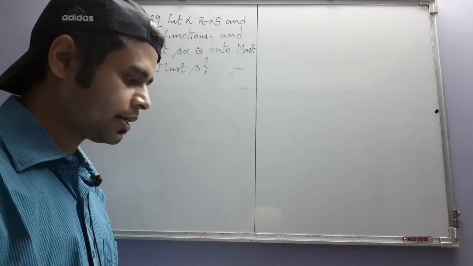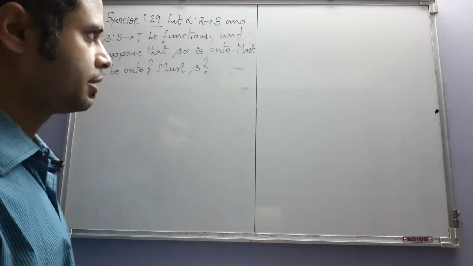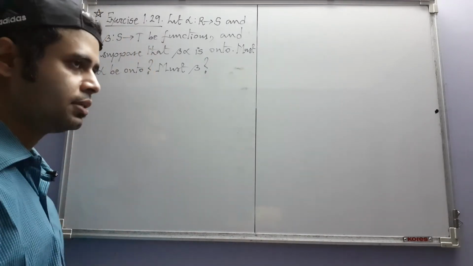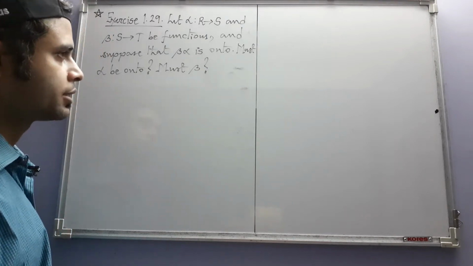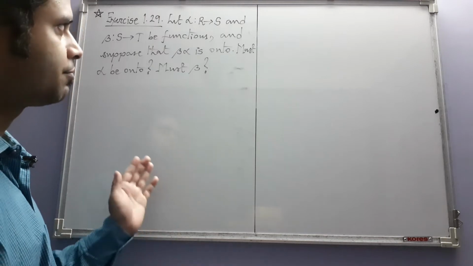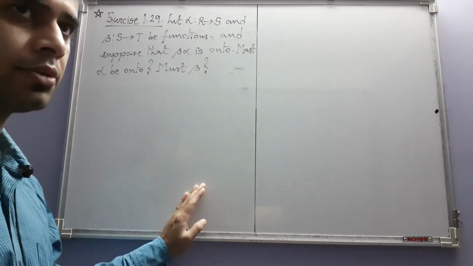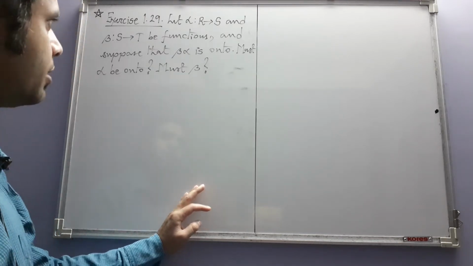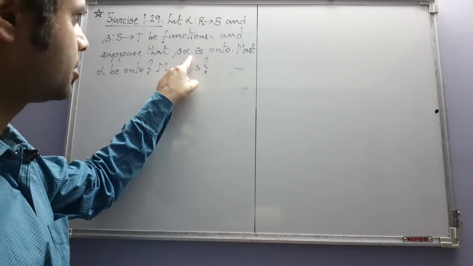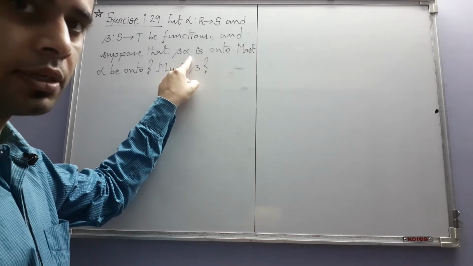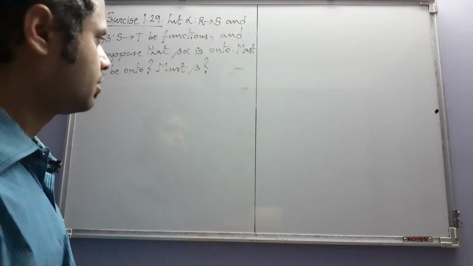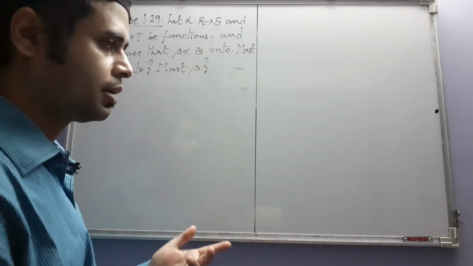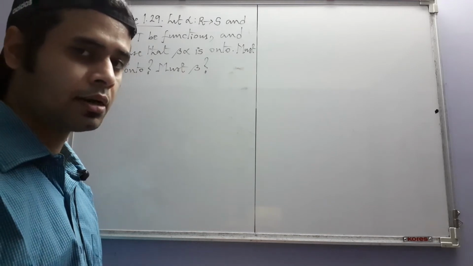Okay, so let us continue with the 29th exercise. This is where we ended the previous video. We are given two functions alpha and beta, alpha from R into S and beta from S into T, so that we can form the composition beta alpha, and it's given that this composition is onto. From this we have to figure out whether the functions alpha and/or beta are also onto.